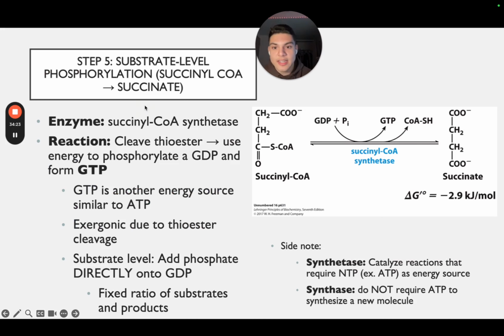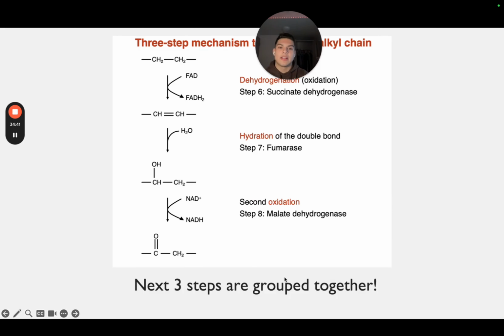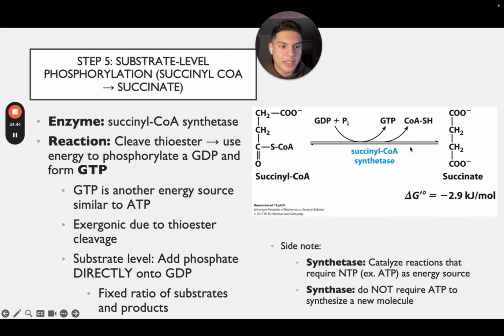So reaction, it's essentially you cleave the thioester, which has a lot of energy, and you use that energy to phosphorylate a GDP to form a GTP. And this is exergonic due to that thioester cleavage. And this is, again, another example of substrate level phosphorylation. And yeah, here's an example, like a side note, of synthetase versus synthase. And yeah, just rehash that. But again, it's exergonic, but it's also reversible too. But the reason what drives it forward is we also get rid of the succinate right away.